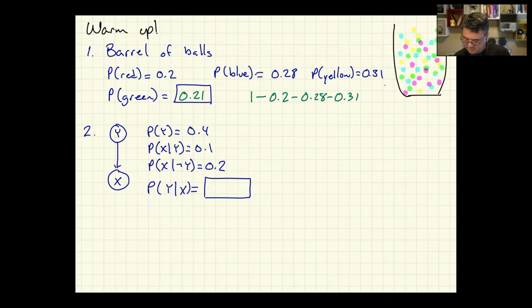Okay, problem number 2. We have this diagram showing that event Y causes event X, and the probability that Y will occur is 0.4. The probability that X will occur given that Y occurred is 0.1, and the probability that X will occur given that Y did not occur is 0.2. What's the probability that Y did occur given X?